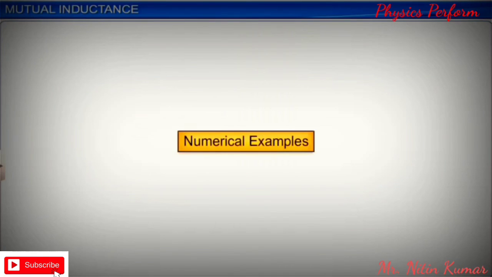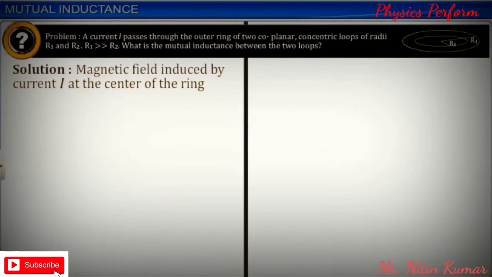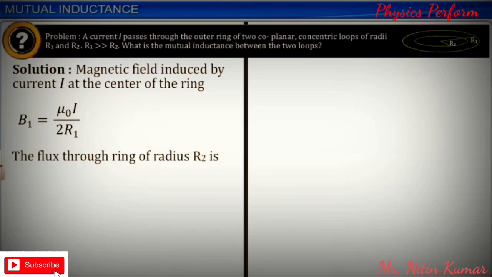Let us now solve an example to reinforce our understanding of mutual inductance. A current I passes through the outer ring of two coplanar concentric loops of radii R1 and R2. R1 is much greater than R2. What is the mutual inductance between the two loops? The magnetic field induced by a current I at the center of the ring of radius R1 is B1 equal to mu naught I by 2R1. The flux through the ring of radius R2 is given by Phi21 equal to B1 A2. This implies that Phi21 is equal to mu naught I by 2R1 into pi R2 square.